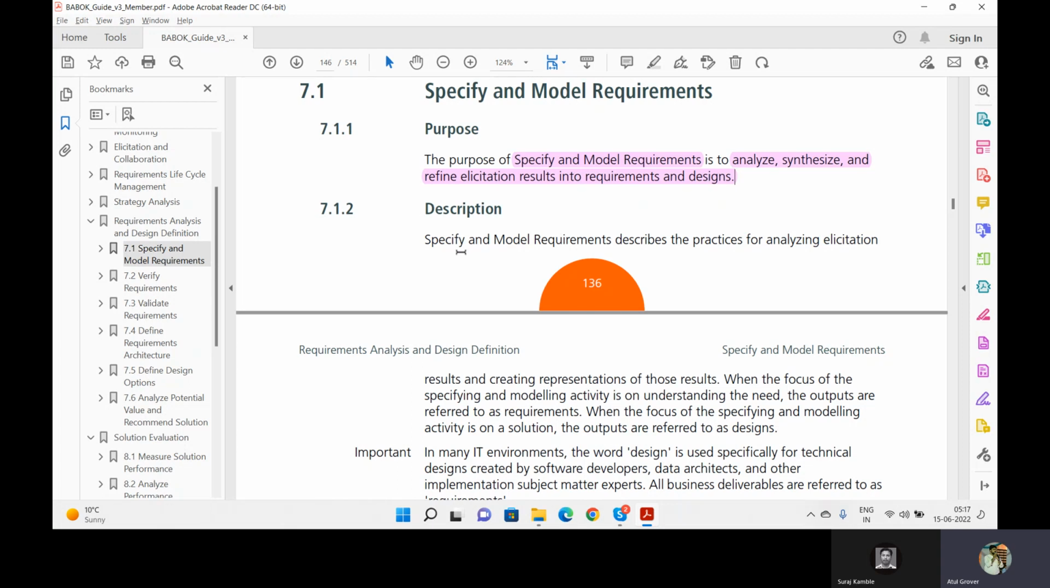ठीक है. So what they say, specify and model requirement describe the practice for analyzing the allocation results. So मैं highlight कर देता हूँ. And creating the representation of those results. अब अगर I talked to Suraj. I said, Suraj, now it's more than 25 days we're doing this course. Now tell me what exact learning you got, and present it to me in that format. सूरज बोलेगा मल्टीपल वेज हैं अतुल मेरे पास. I said कैसे?